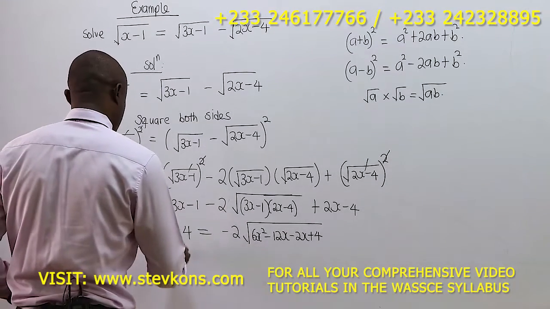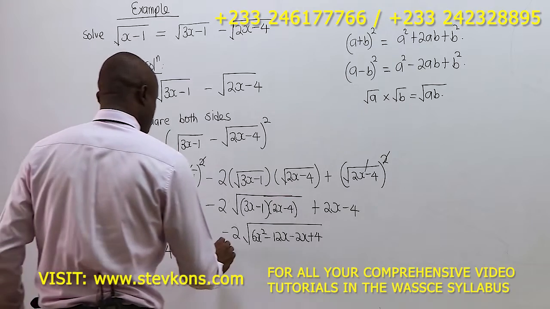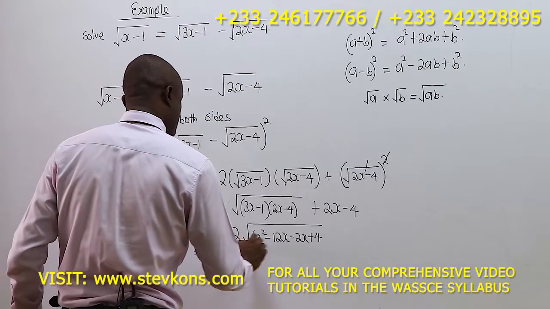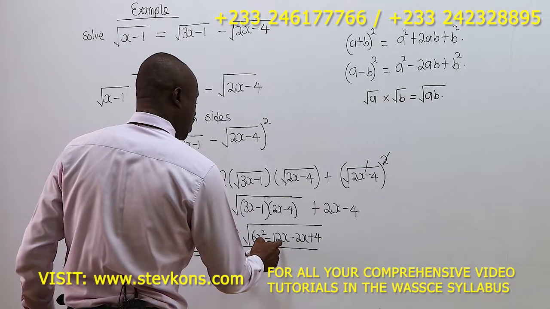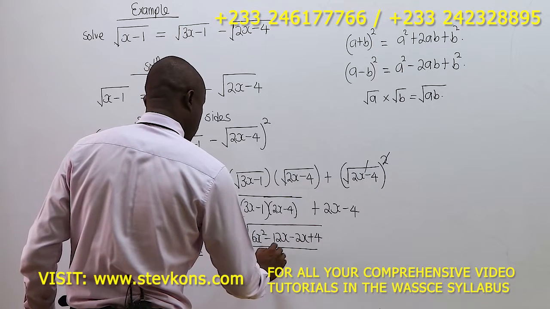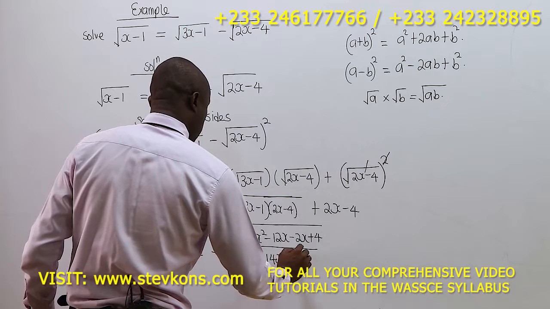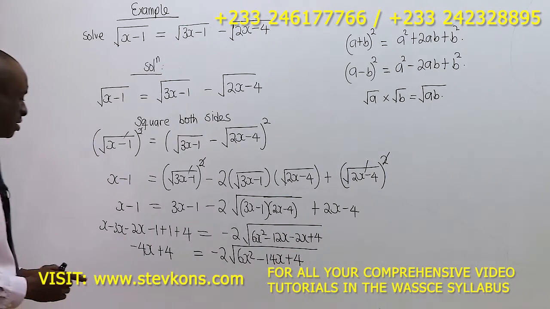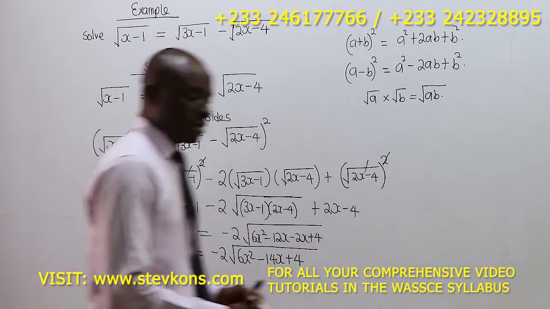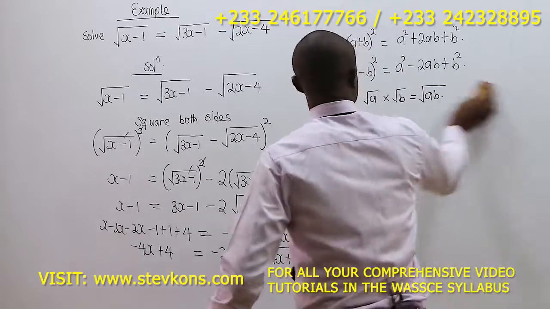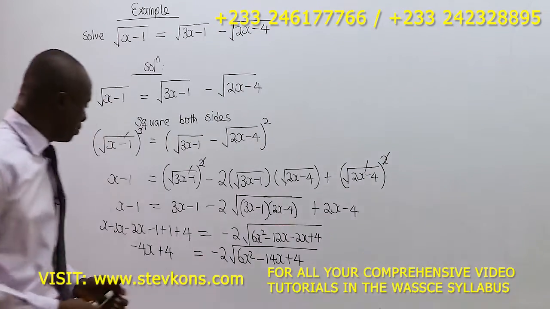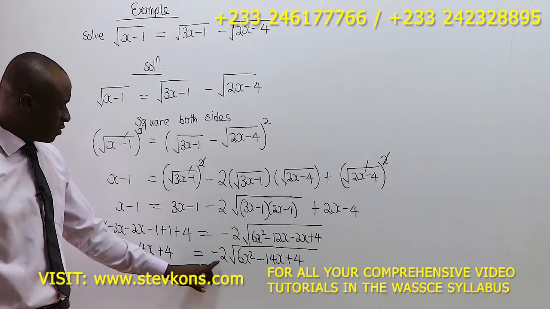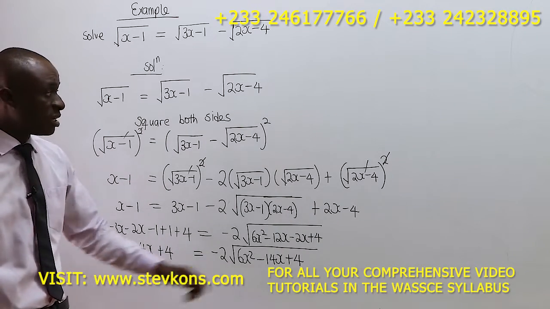So we have plus 4 equal to negative 2 square root of 6x squared, negative 12x minus 2x, that's negative 14x, and plus 4. Very, very nice question. Now, from here, what can we see? We can divide through by the negative. So we divide here by negative 2, negative 2, negative 2.